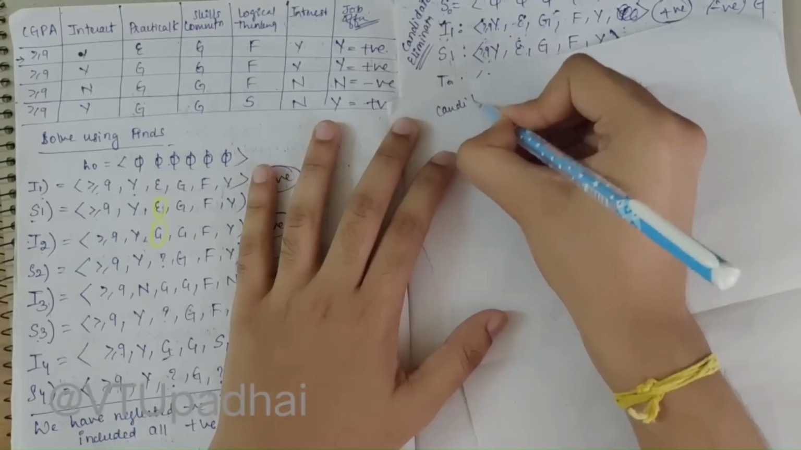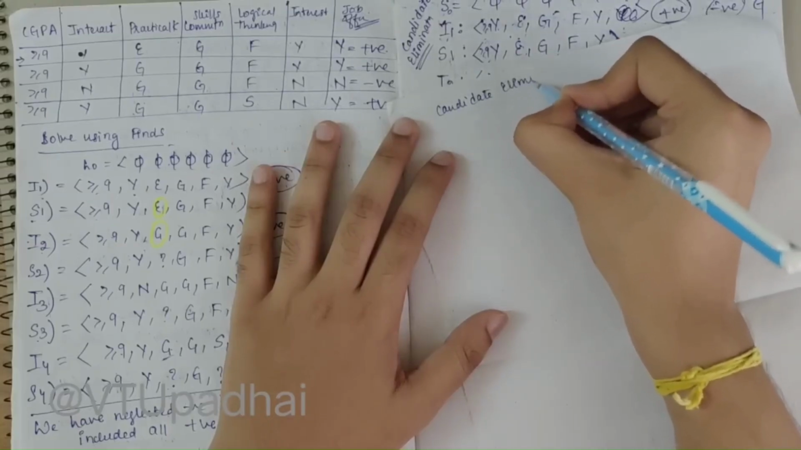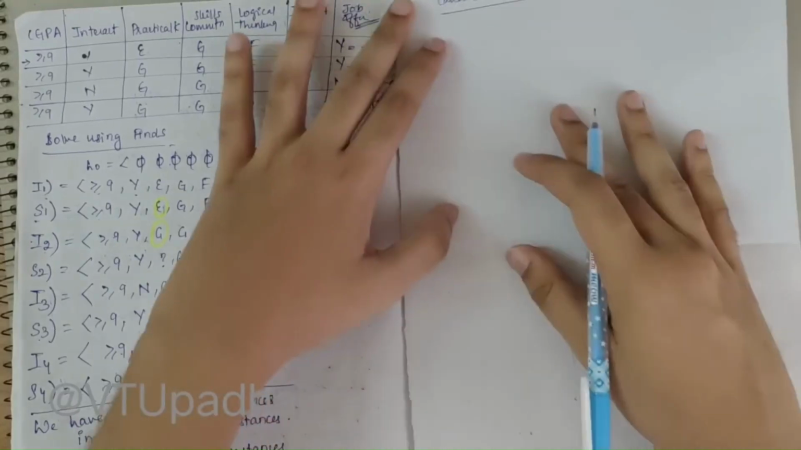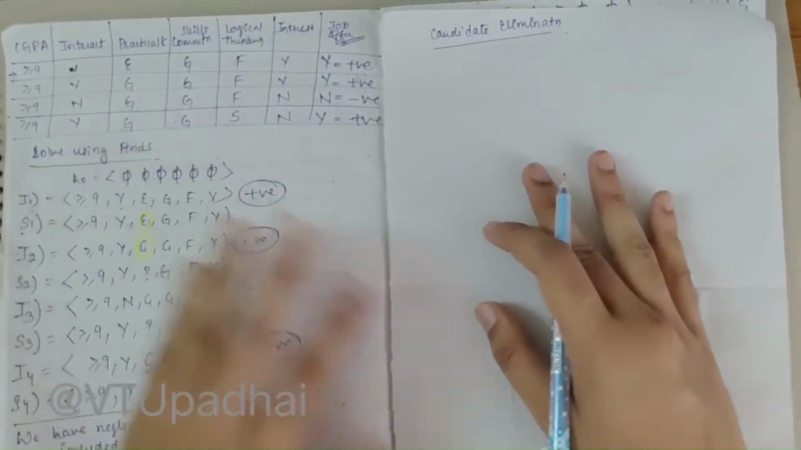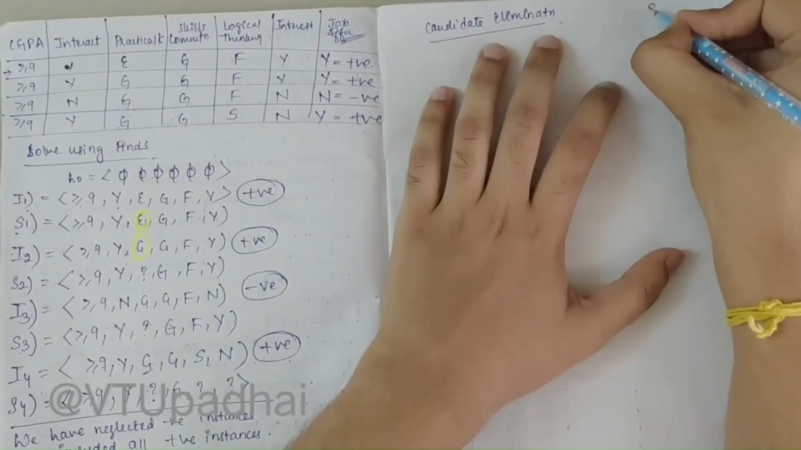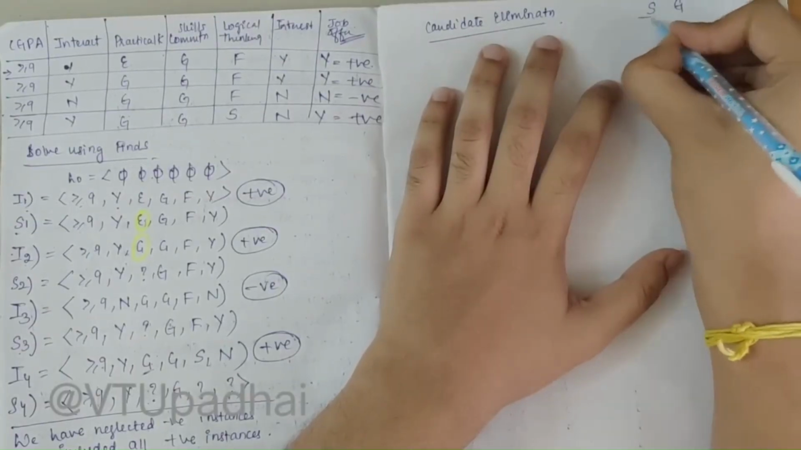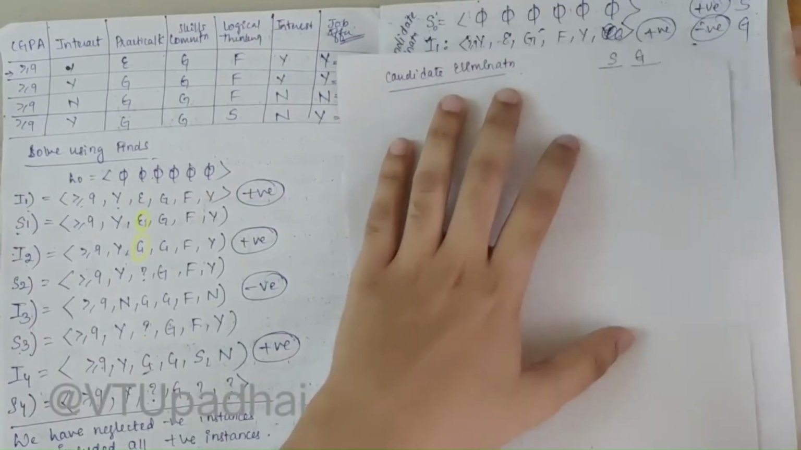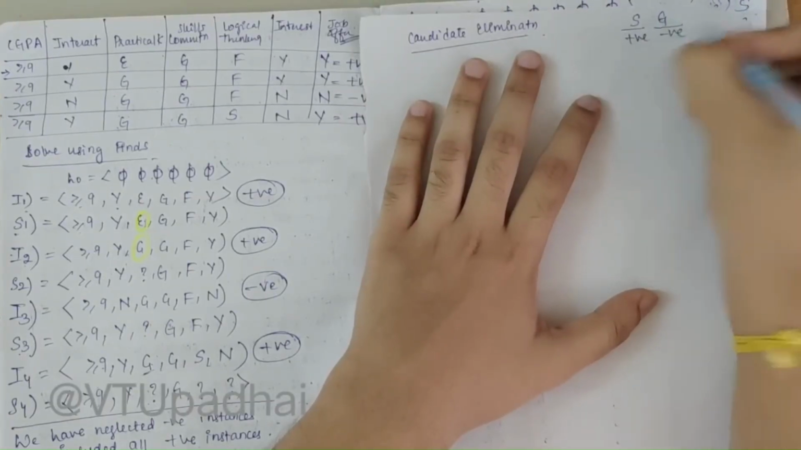Now we'll be looking into candidate elimination for the given values here. They have specified the values here, right? All the data set is being specified here. In candidate elimination, we make use of S and G, the S hypothesis and the G hypothesis. The S hypothesis is for the positive value and the G hypothesis is for when we have a negative value.